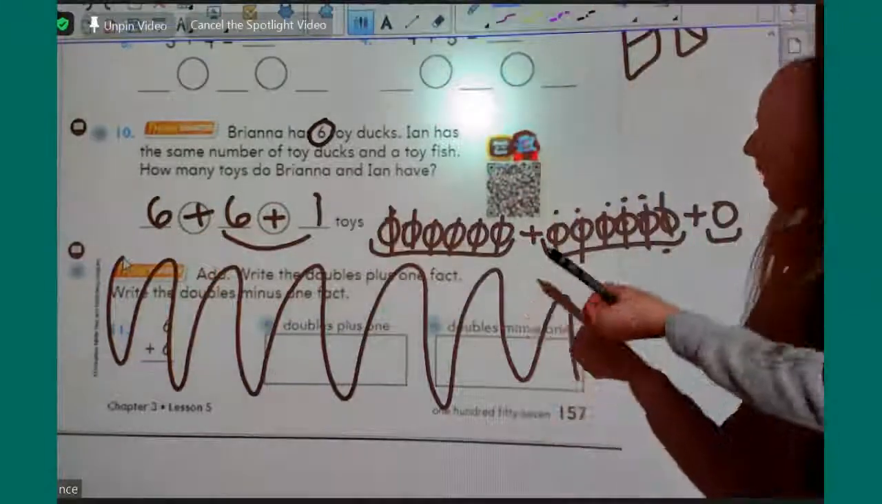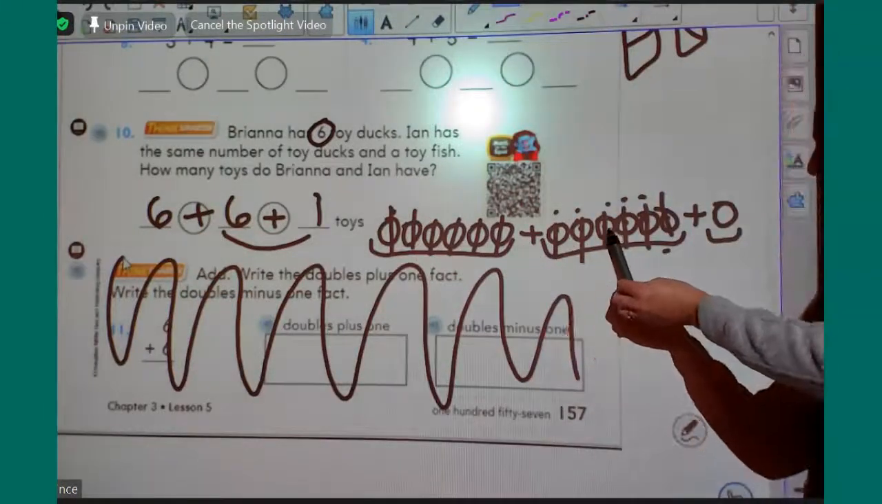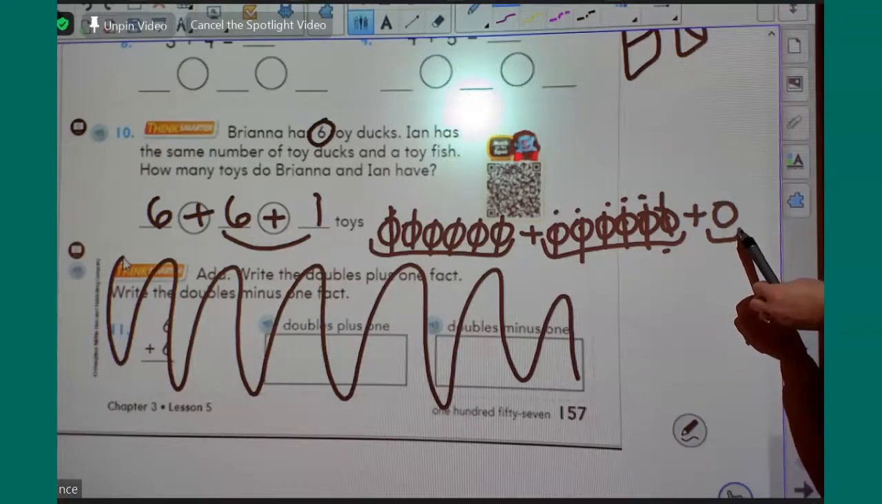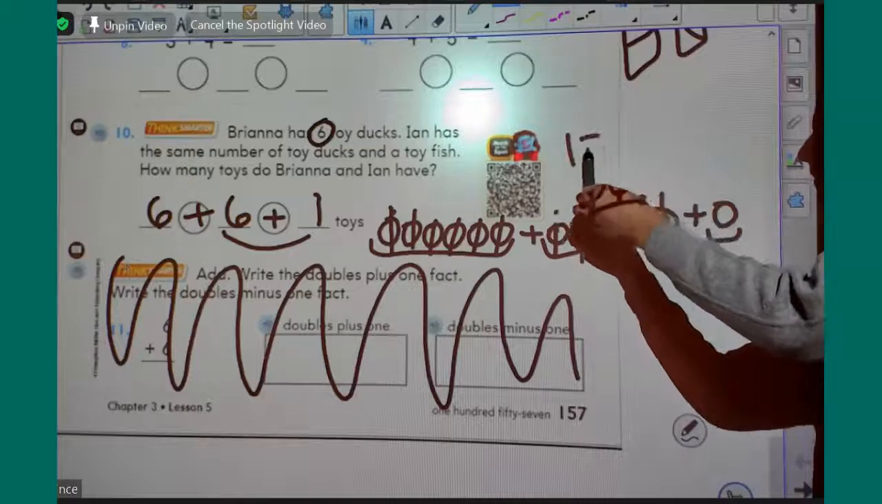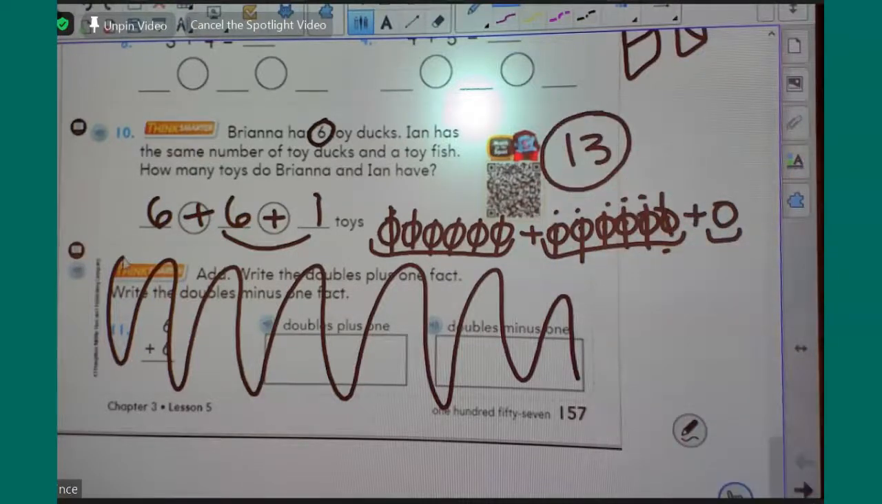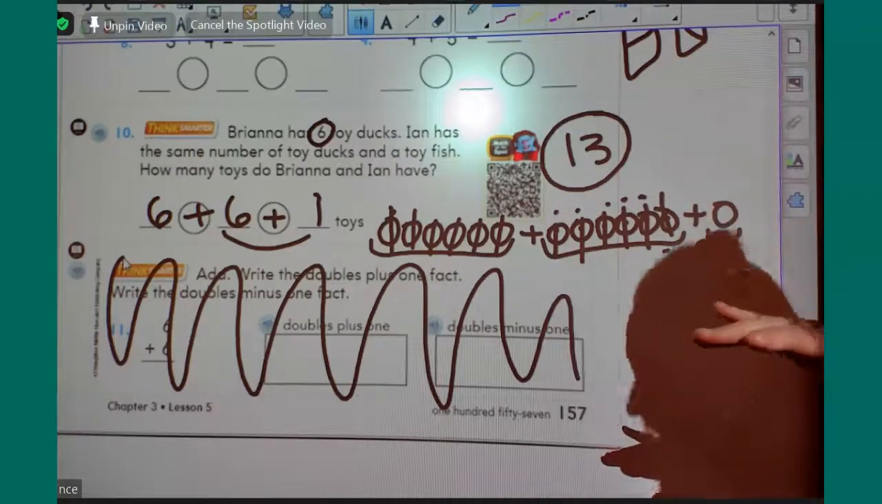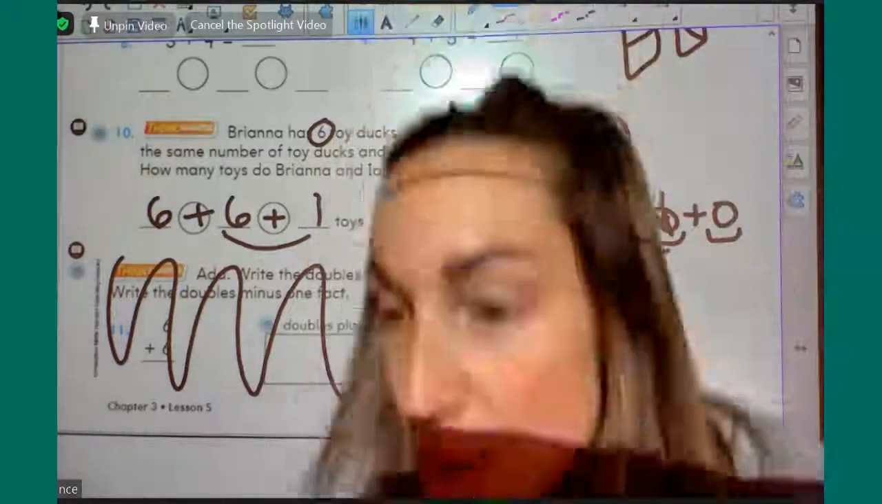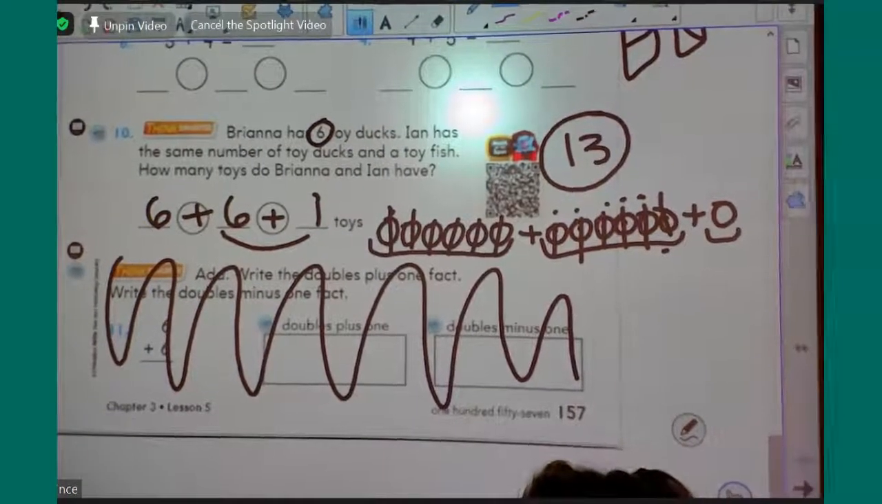6 plus 6 is 12. 6, 7, 8, 9, 10, 11, 12. Plus one more, Jose. So I'm at 12 and I need one more. 13. Okay. So our total is 13. Good job. All right. That was the last page that we have today. So you guys don't have any math homework this week.